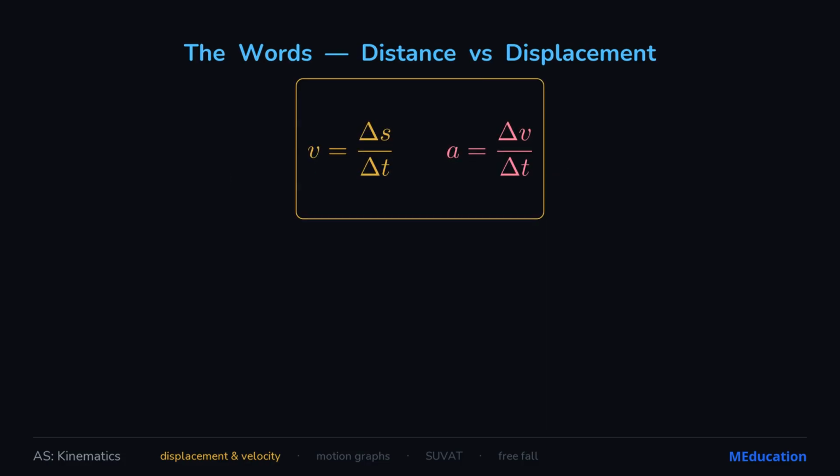Speed and velocity follow the same split. Speed is distance over time, a scalar. Velocity is displacement over time, a vector that carries direction. And acceleration is the rate of change of velocity. Crucially, since velocity is a vector, changing direction is accelerating, even at constant speed.